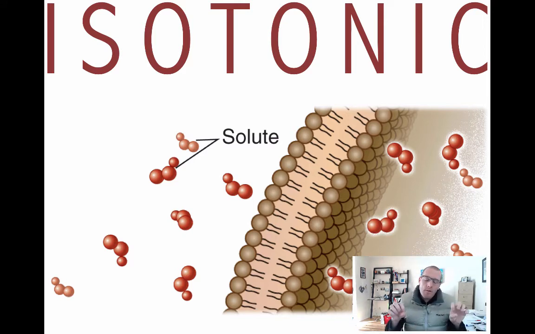So when you have equal concentrations of solutes on both sides, that's called isotonic. Most cells are bathed in a solution which is effectively isotonic. That means there is the same amount of solute outside as there is inside, and we'll talk about why that's important in a moment. So that is isotonic. Iso means equal, and tonic here is referring to solutes.